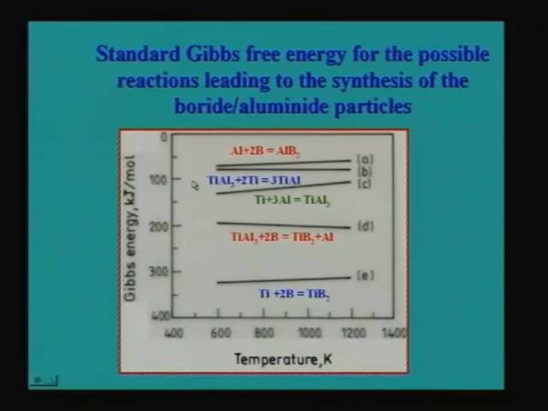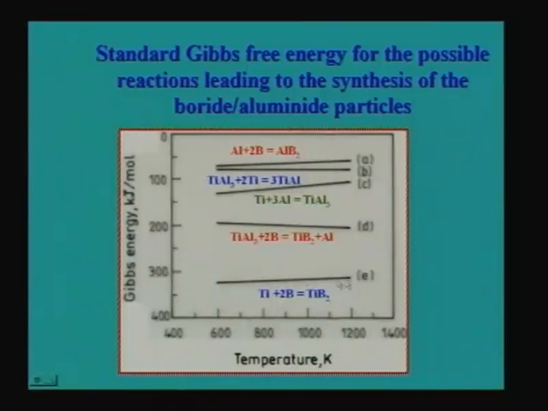And if you look at the thermodynamics, according to the thermodynamics, the TiB2 is the most stable phase when compared to AlB2 or TiAl3. This TiB2 is the most stable phase. That means, if you have Al3Ti and AlB2 together at any given temperature, there is a possibility of these two reacting together and forming TiB2, because you can see the Ellingham diagram, which shows clearly that this TiB2 is much below all these reactions.